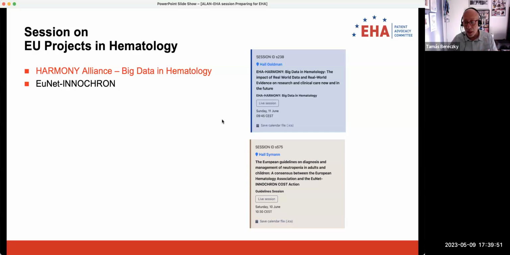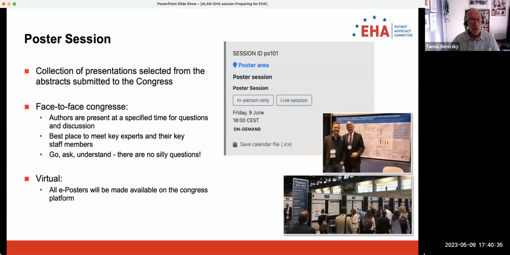Another one where maybe your organizations are involved, and then it makes sense to go there and listen to the presentation. But even if your organization is not involved in either of these, it may still be interesting to see what has been happening in research in hematology from public funds. That's another interesting and relevant perspective, because public funds are ultimately taxpayer money, and you are not just patients, you are also taxpayers. So it may be very interesting.